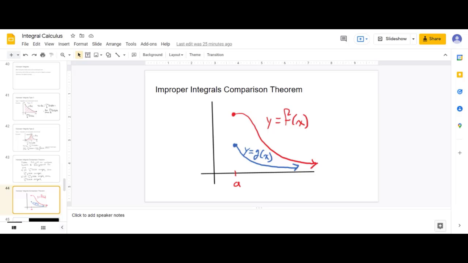Okay, this is just a picture. f is the bigger one. If this red integral, all this area underneath the curve above the x-axis, is a finite number, then the area under the blue one will also be a finite number. If the area underneath the blue one is infinite, then the area of the bigger one will have to be infinite as well.